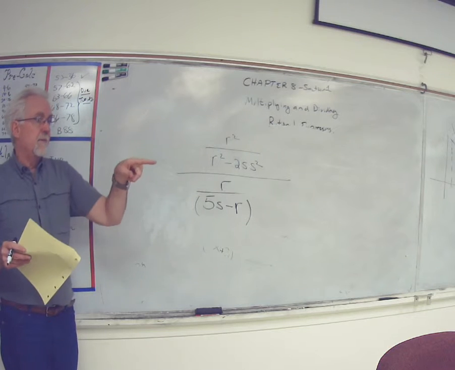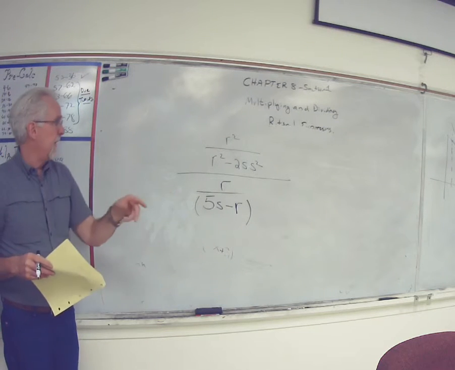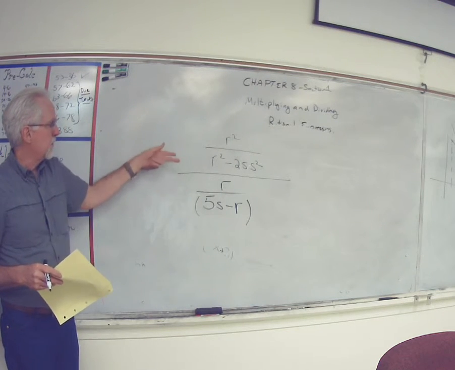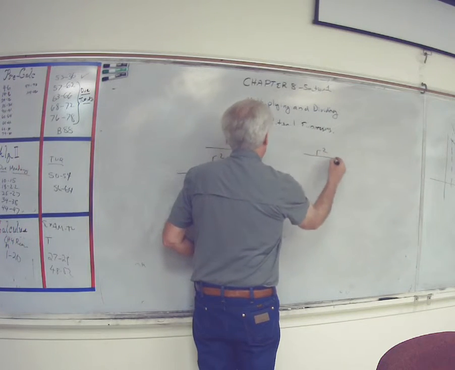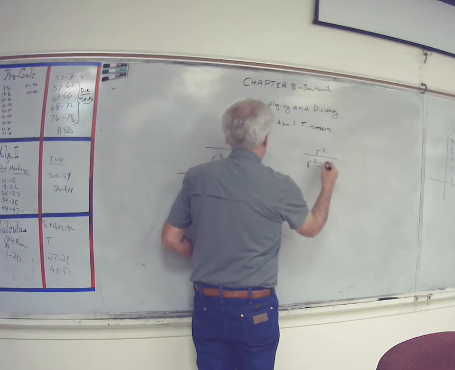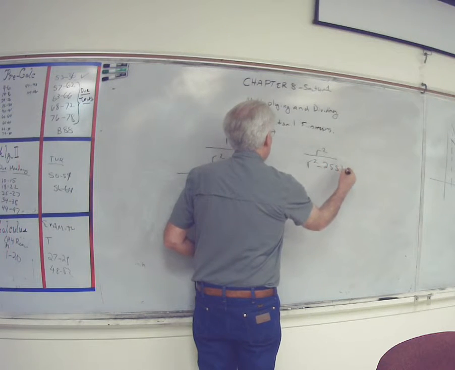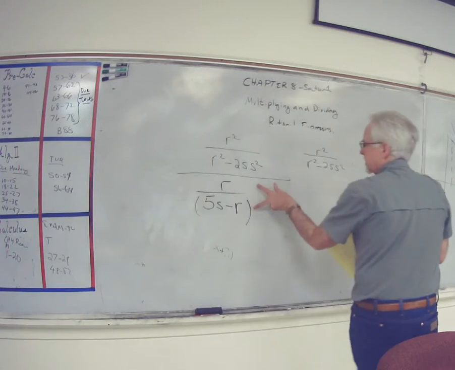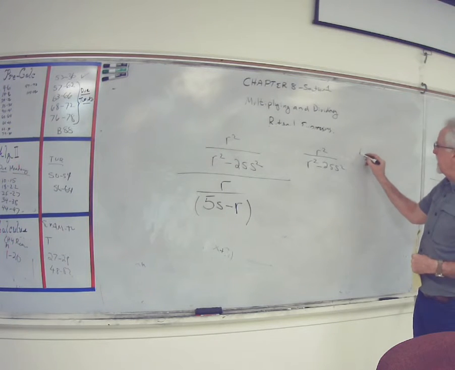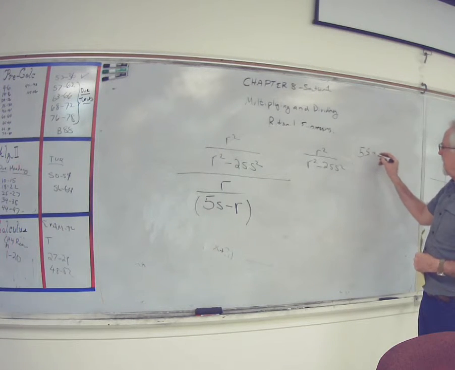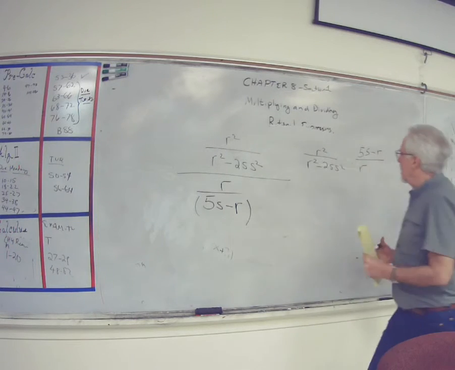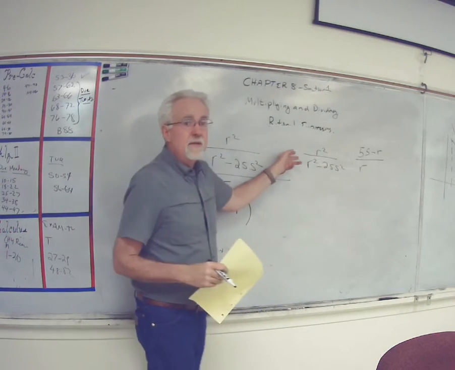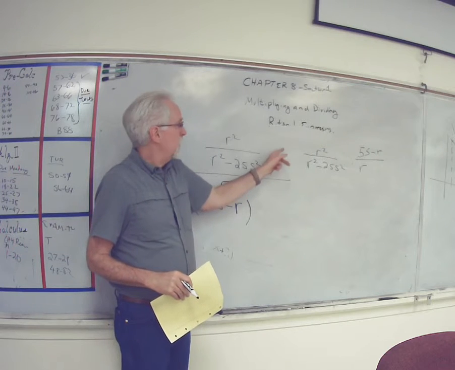I'm just going to repeat so that they hear what Levi said: we're going to multiply by the reciprocal of the denominator. So I'm going to have R squared over R squared minus 25S squared times the reciprocal of the denominator, 5S minus R over R. Okay, is this a lot neater?